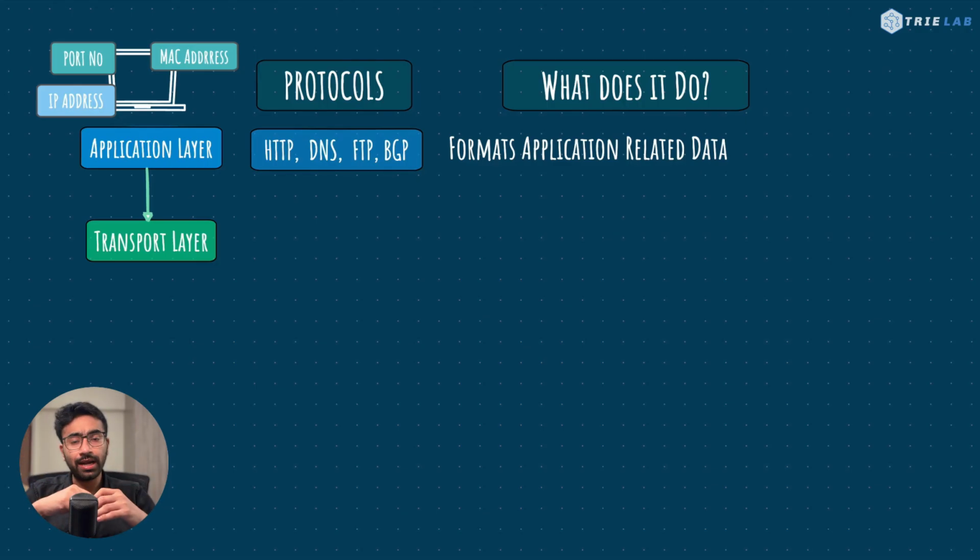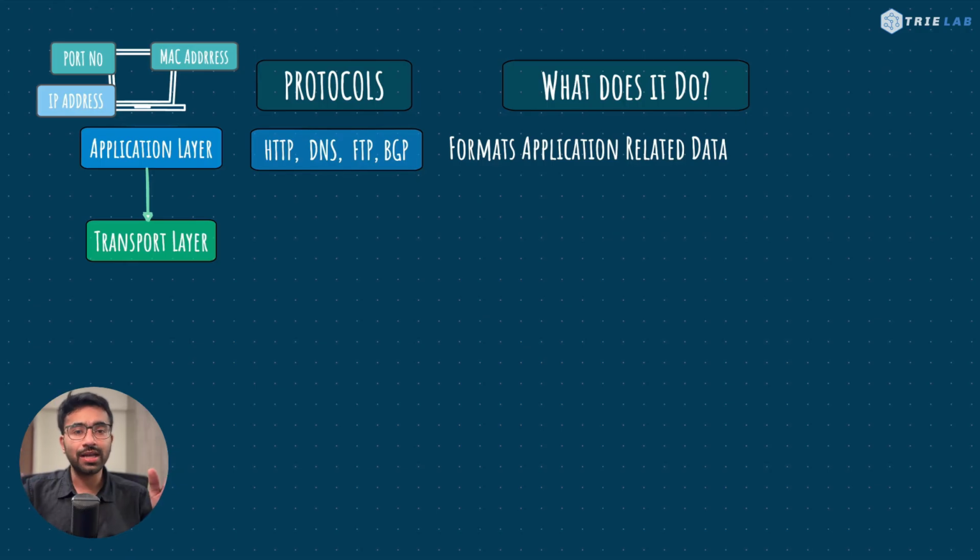Second, you have the domain name system, which is a set of rules and services that helps resolve a particular domain name to a particular IP. We'll see that in the next video as well. You have file transfer protocol, and we have discussed border gateway protocol as well.